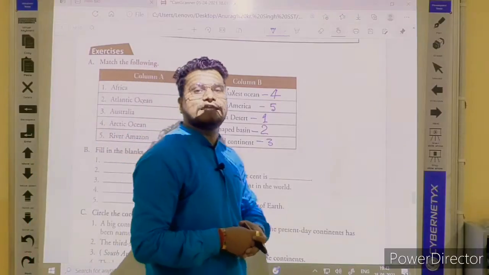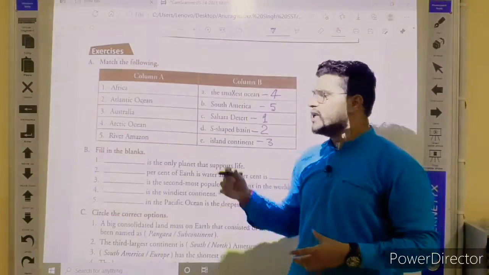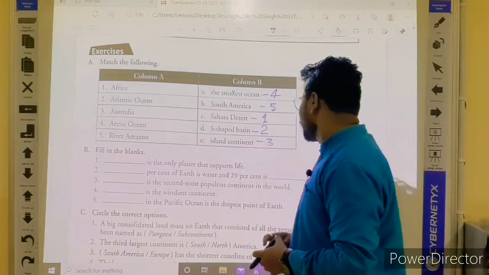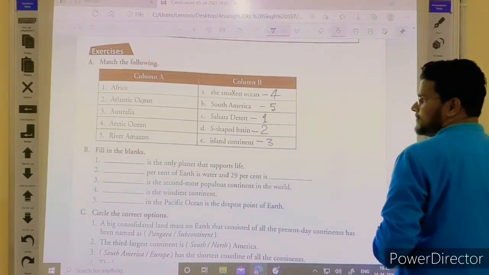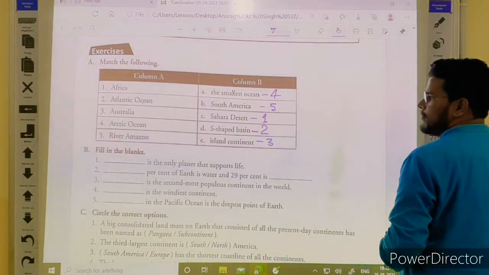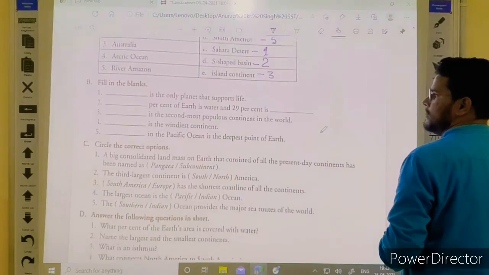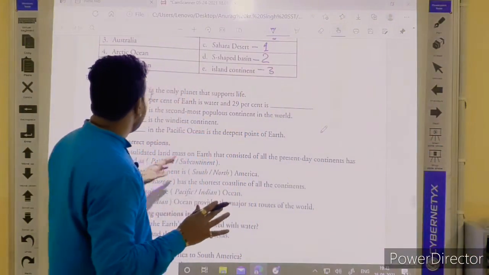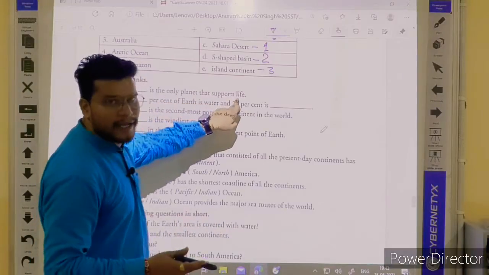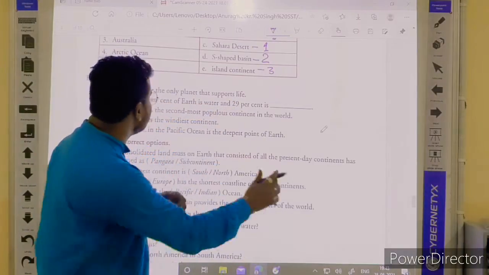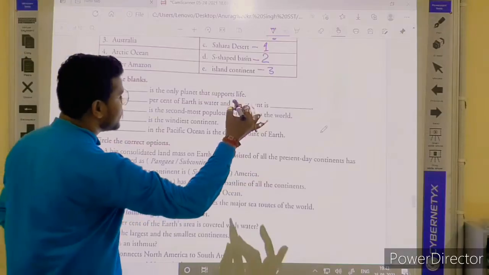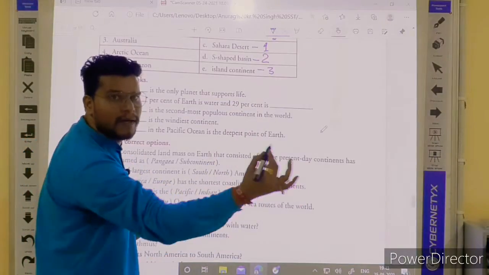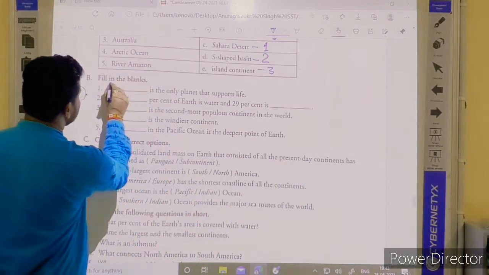Everybody, now let us come to fill in the blanks. Dash is the only planet that supports life. Everyone knows that Earth is the only planet that supports life in our solar system. So the answer is Earth.